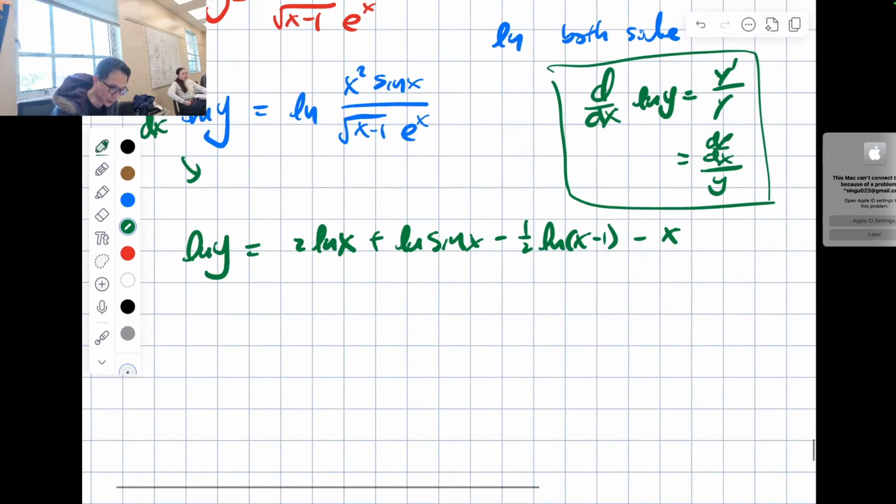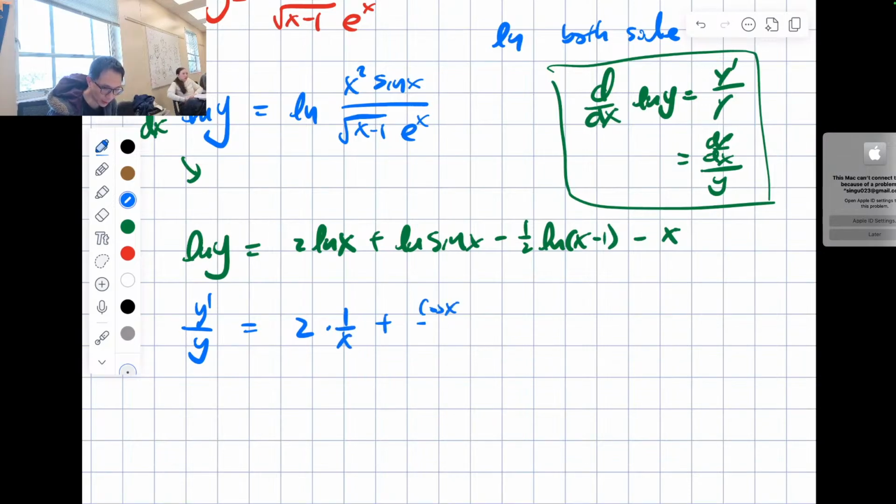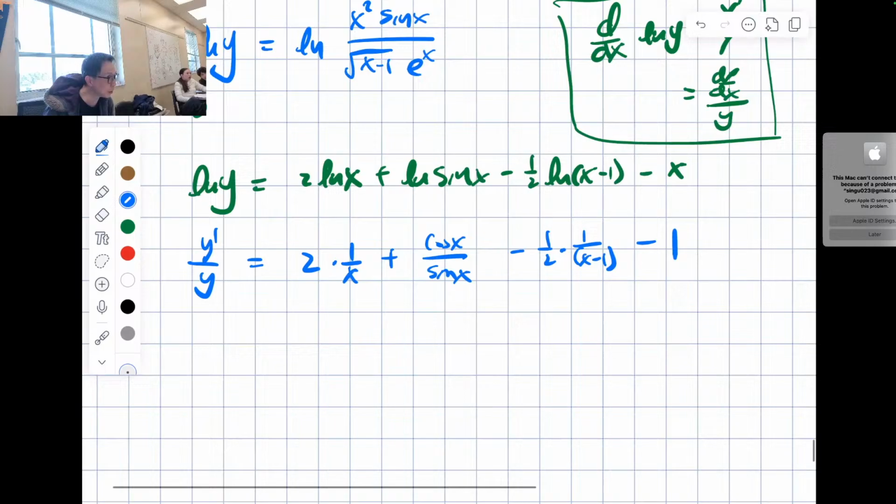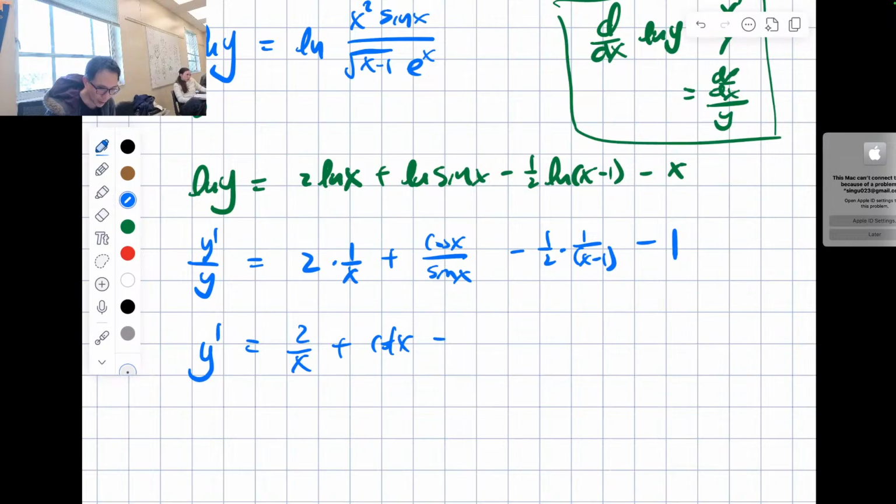Now I take a derivative here, so it's going to be y prime over y. And if I take a derivative here, that's going to be 2 times 1 over x plus cosine of x over sine of x minus 1/2 times 1 over x minus 1, minus 1. And then all we're going to do is multiply by y over, because we always evaluate for dy/dx. So y prime is equal to 2 over x plus cotangent of x minus 1 over 2 times x minus 1, minus 1. Now, I'm going to purposely make a mistake.